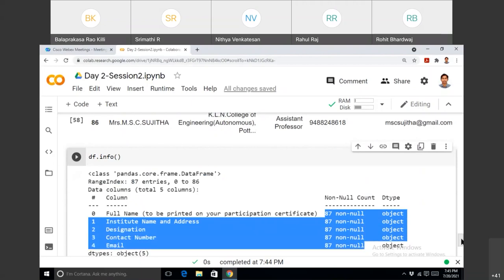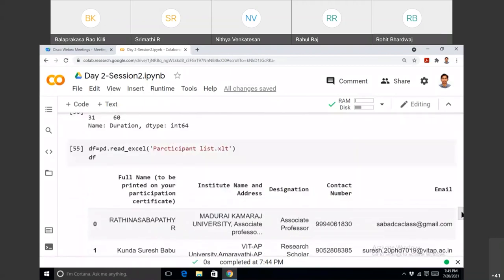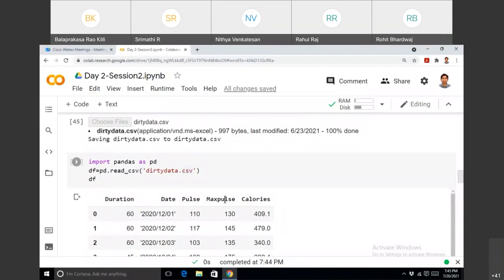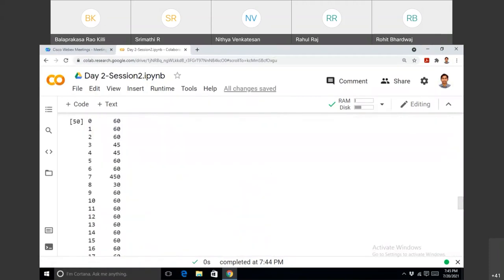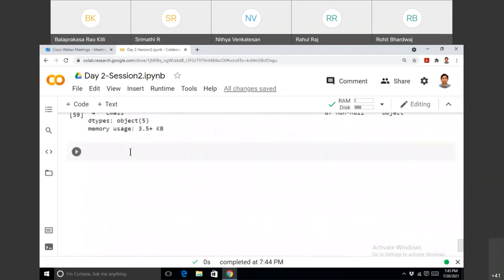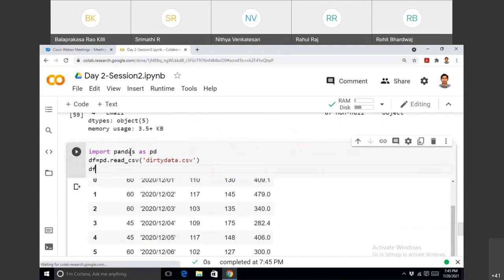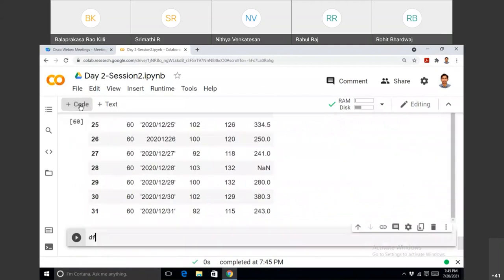Now let me show you my CSV file, this dirty data CSV file. Let me run it again and show you df.info here. I'm running dirtydata.csv and storing it in df. Now, what is df.info? Let me run df.info. What is it telling?